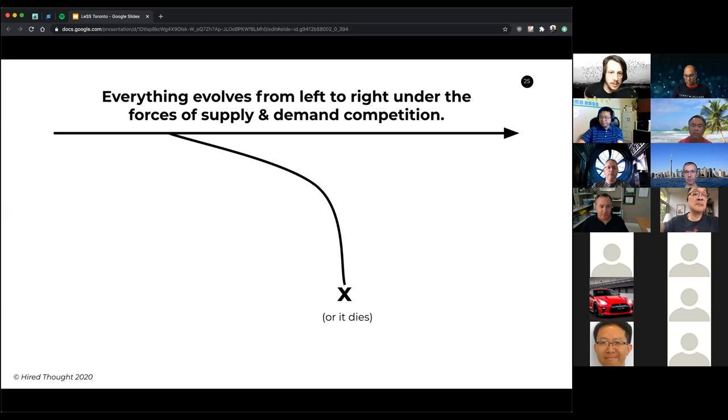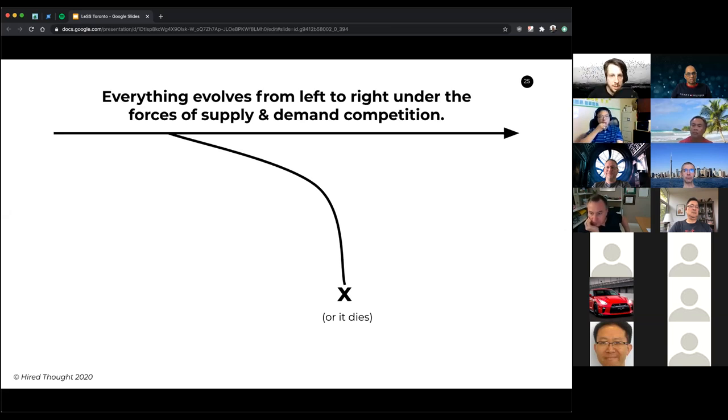So first is this pattern that everything that is under the influence of capitalism evolves. Everything that is under the influence of capitalism evolves from left to right, from Genesis to custom built, to product and rental services, to commodity and utility services. Nothing is safe from the power of capitalism, unfortunately.